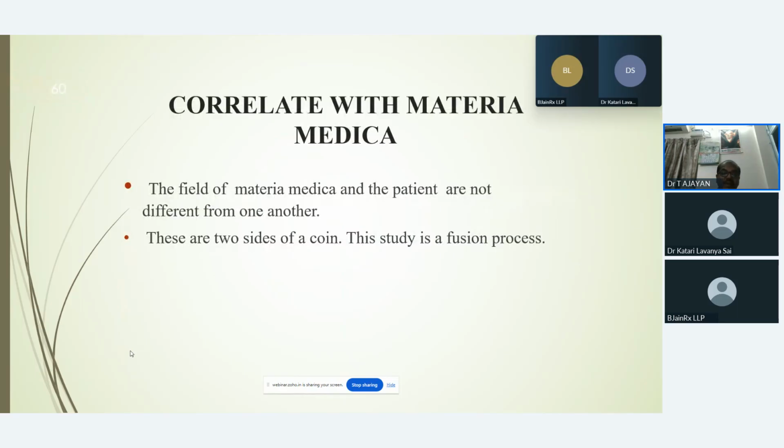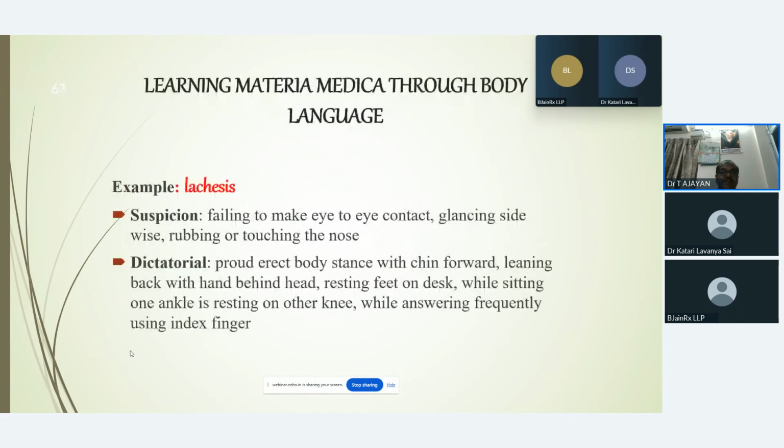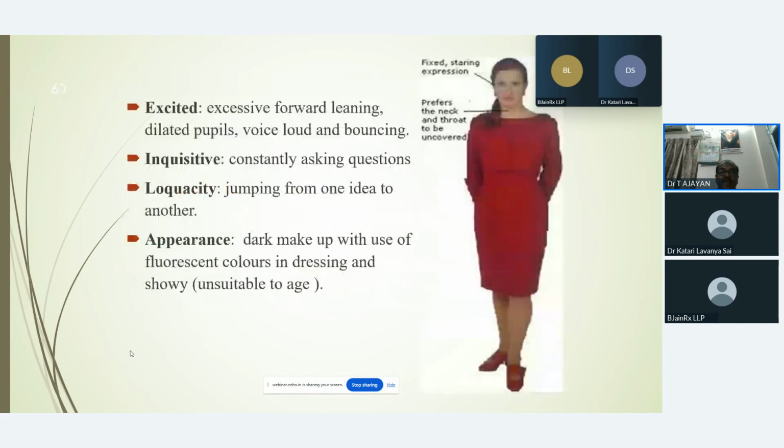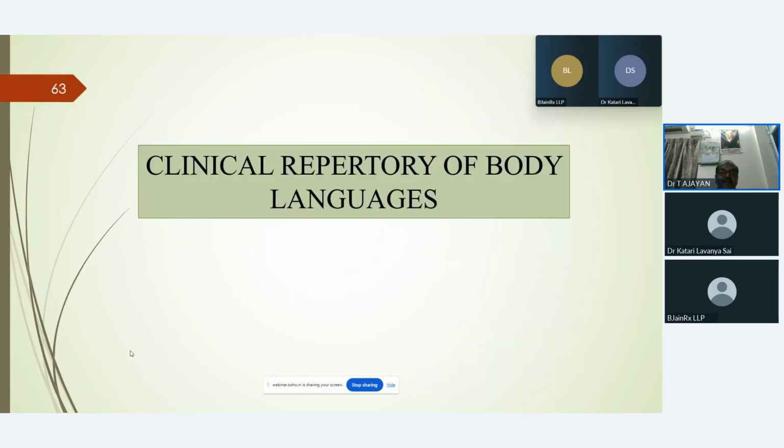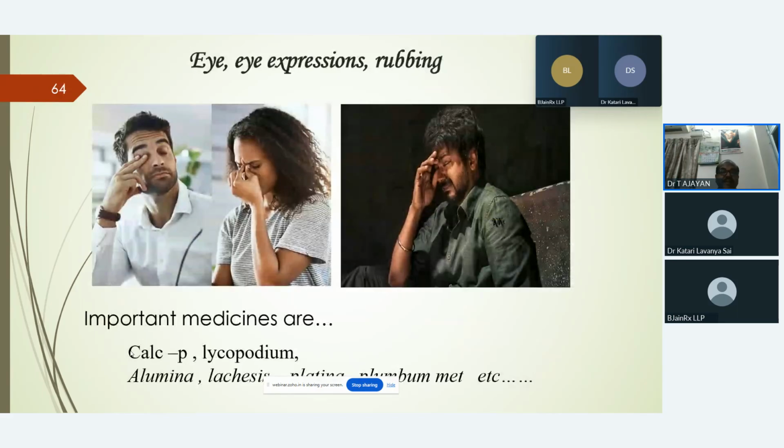I would like to correlate this with the materia medica. In the field of materia medica, the patients are not different from one another. There are two sides of the coin. Look here, a Lachesis patient is always excited, inquisitive, constantly asking questions, loquacity. Appearance wise we are able to work out, body language wise, look at the eye expression, rubbing always.